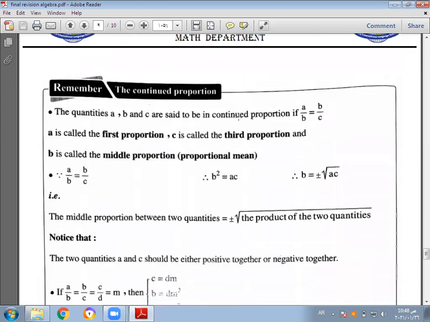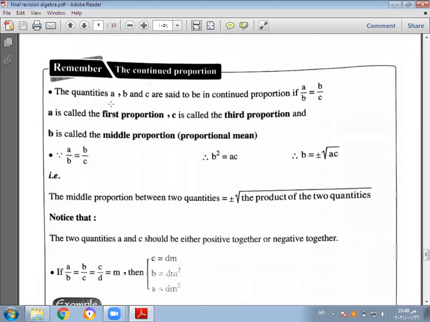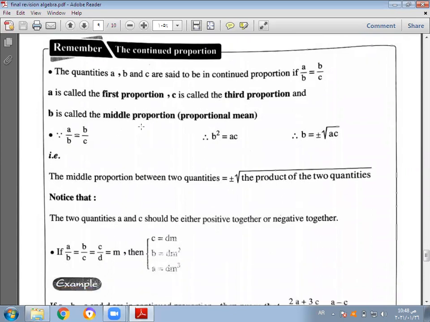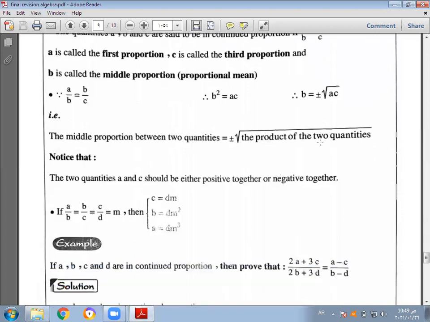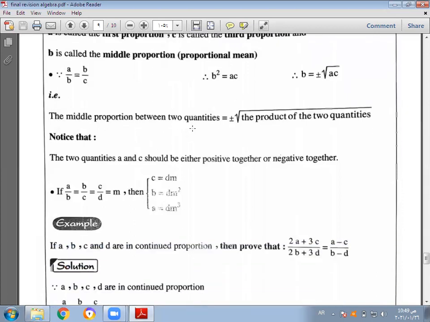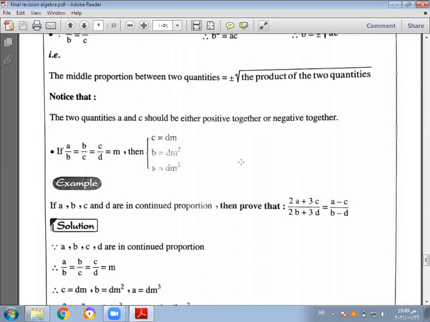Let's take the continued proportion. The quantities A, B, and C are said to be in continued proportion if A over B equals B over C. A is called the first proportion, C is called the third proportion, and B is called the middle proportion. A over B equals B over C. This means that B squared equals AC and B equals positive or negative root AC. The middle proportion between two quantities equals positive or negative root of the product of the two quantities. The two quantities A and C should be either positive together or negative together.